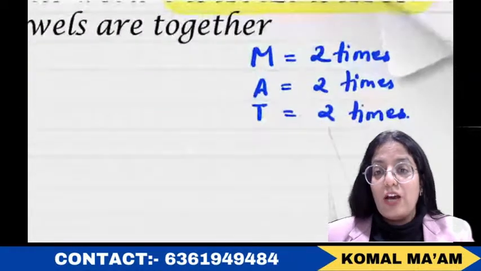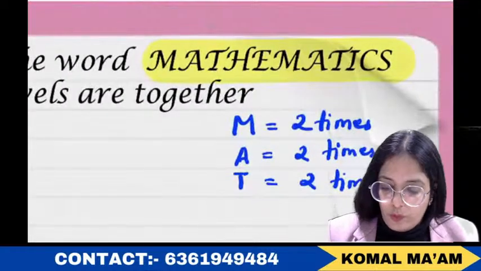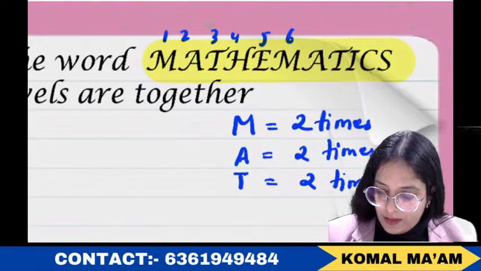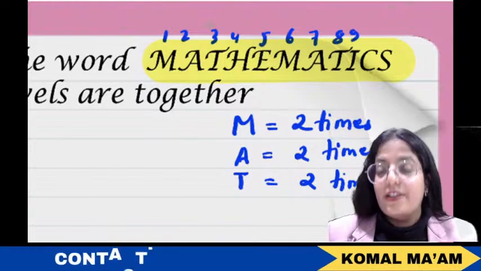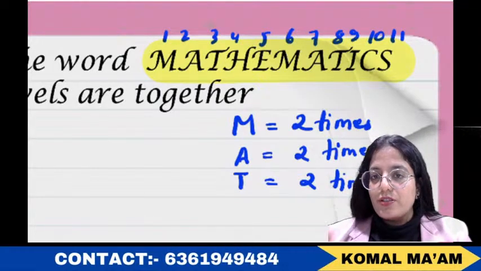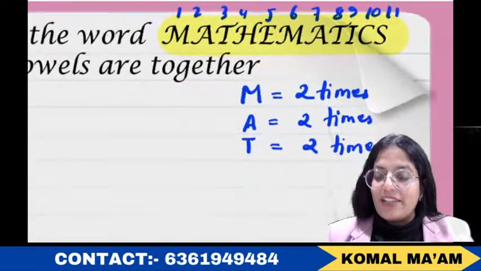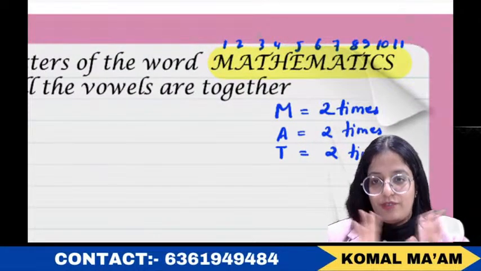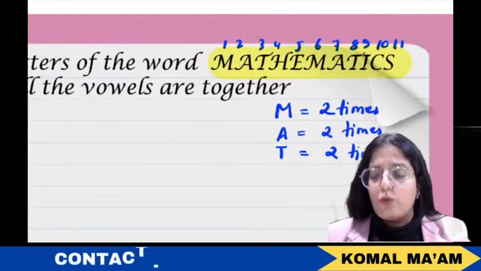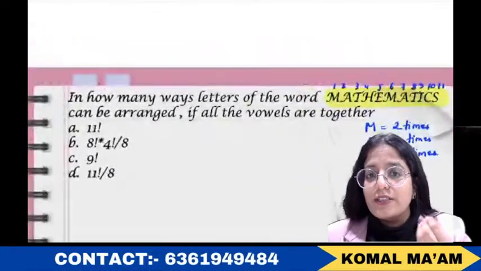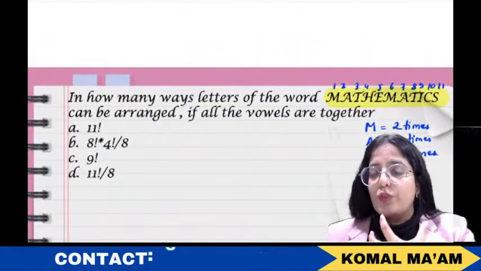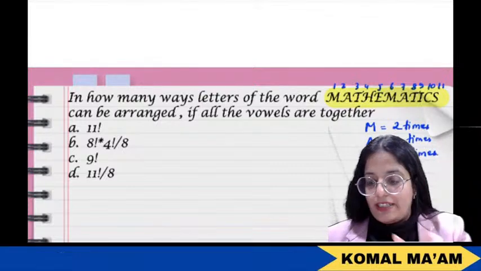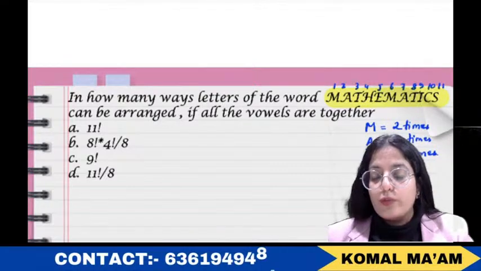Fine. Then this was our first step. Then we need to see how many letters are there. So 1, 2, 3, 4, 5, 6, 7, 8, 9, 10, 11. So 11 letters we have, right? If there would have been no condition, like vowels should come together, what we would have done? Assuming the question is in how many ways letters of the word mathematics can be arranged.